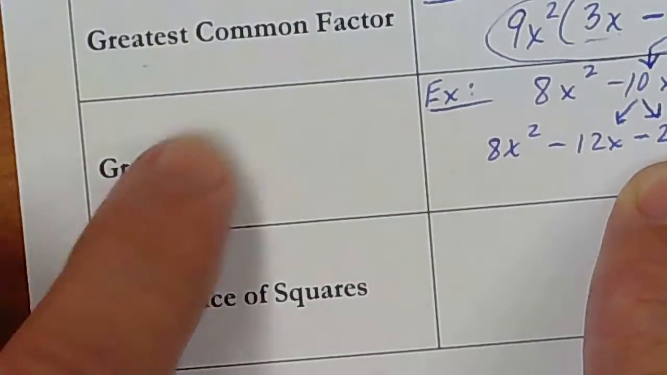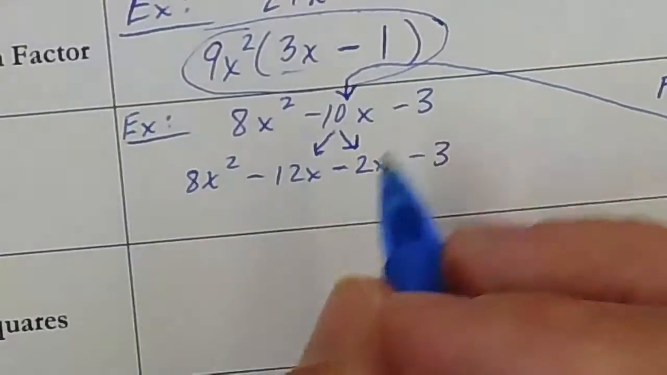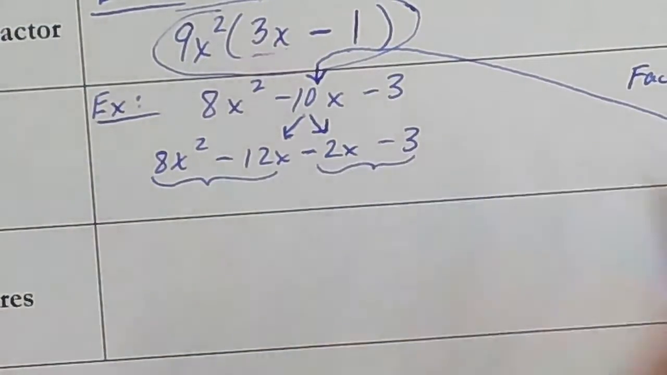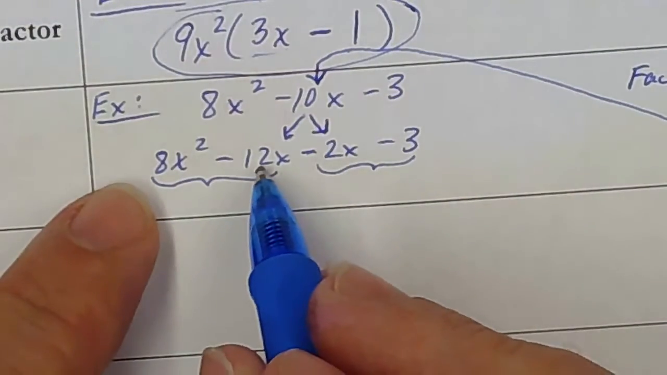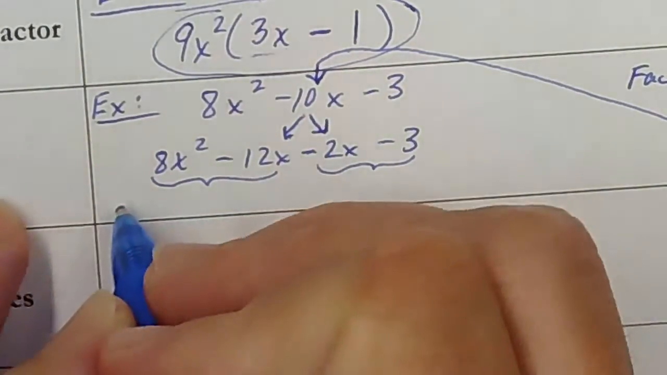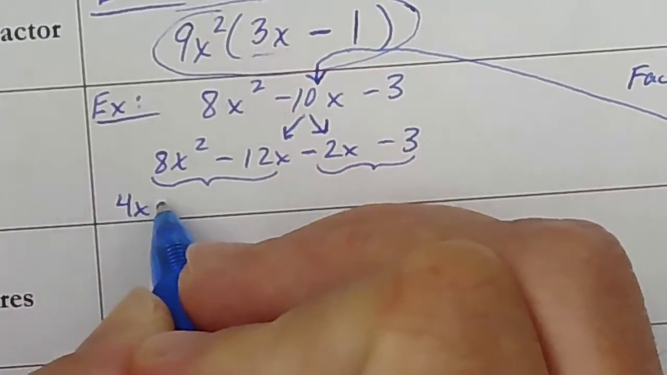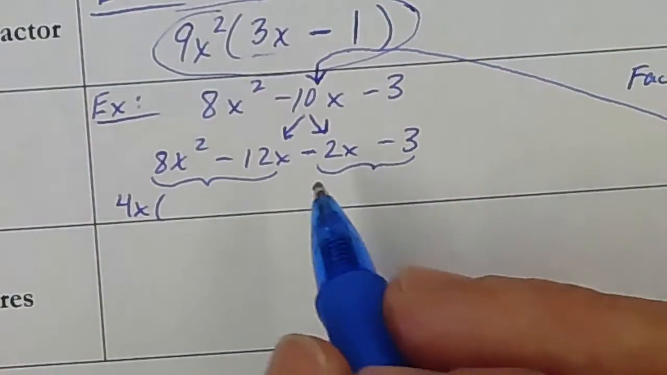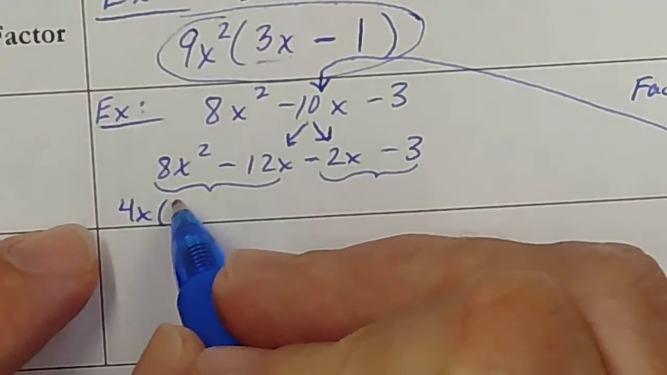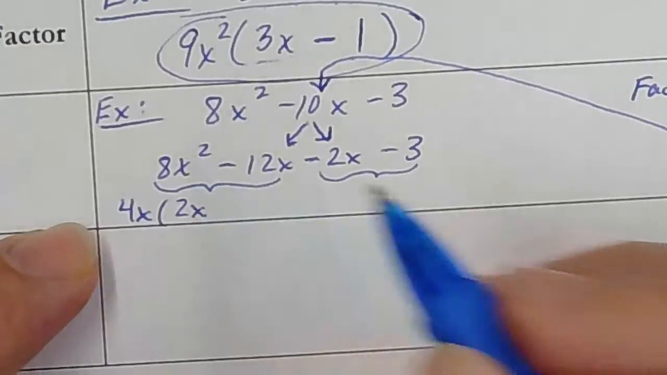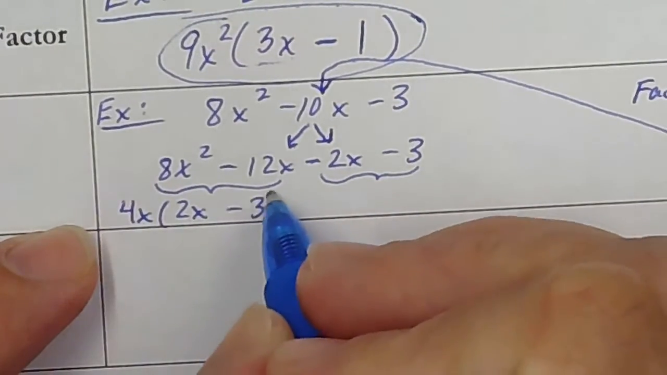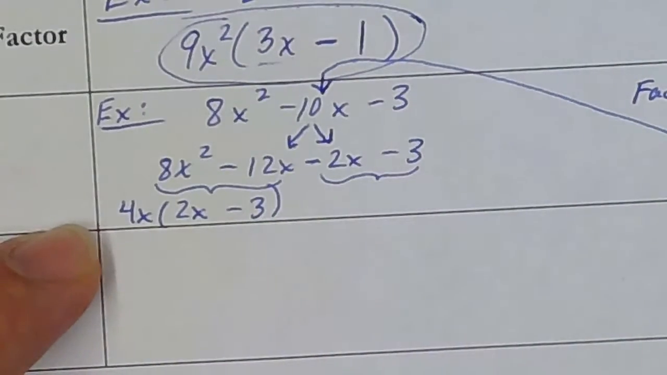That's why it's called grouping. GCF out of each group. So this first group, I'm going to take the GCF out of that and out of that. So what's the GCF of 8 and 12? It's 4, and then I can take an x out. So I'm going to put 4x right here and fill in the blank. So 4x times 2x is 8x squared. 4x times minus 3 is 12x.